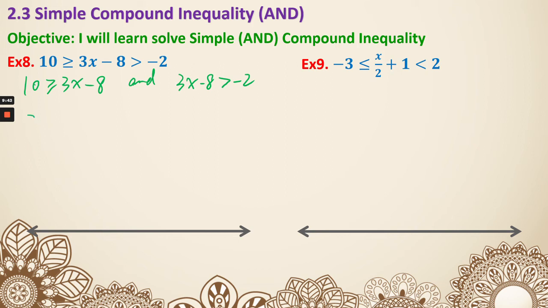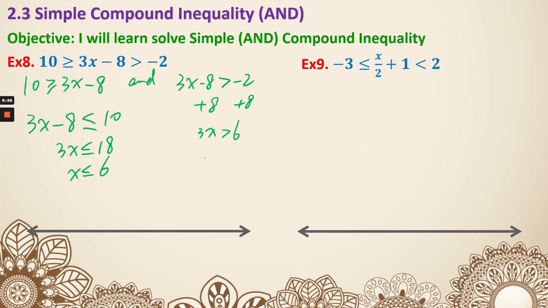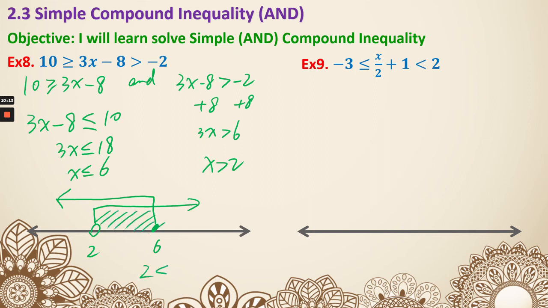This one, variable on the left side, less than or equal to, flip the sign. So 3x is less than or equal to 18, x is less than or equal to 6. Add 8 on both sides, so 3x is greater than 6, so x is greater than 2. 2 a donut, 6 a solid point. Here's greater than 2, here's less than or equal to 6. We shade the middle part. 2 is less than x, which is less than or equal to 6. That is the final answer for number 8.